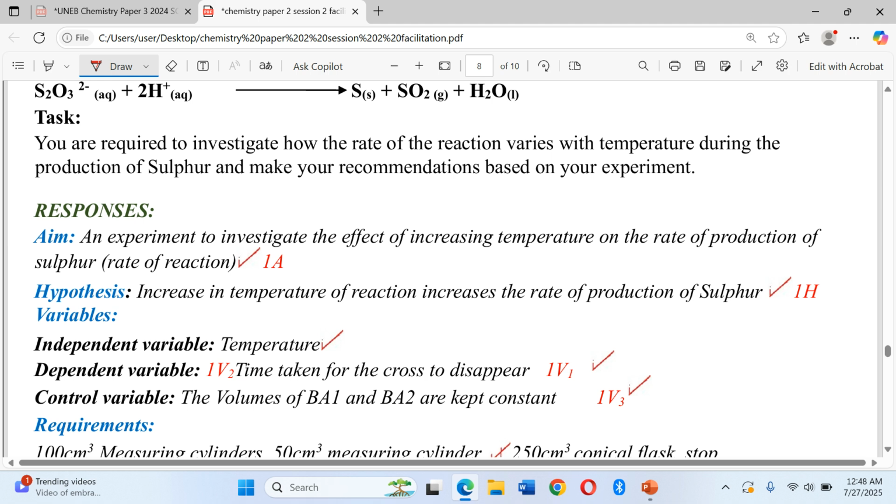That is very clear. So what is the independent variable? Independent is what we keep on manipulating, what we keep on changing, and in this case you can see we are changing the temperature, because we're looking at the effect of temperature on the rate of reaction. Then the dependent variable: when you change temperature, the time taken for the cross to disappear will change. Then the controlled variables are the volume of BA1 and the volume of BA2, which are kept constant. What are we changing? It is only the temperature.